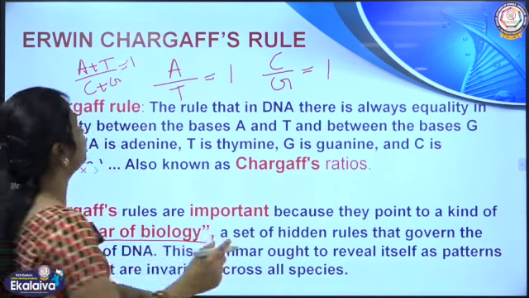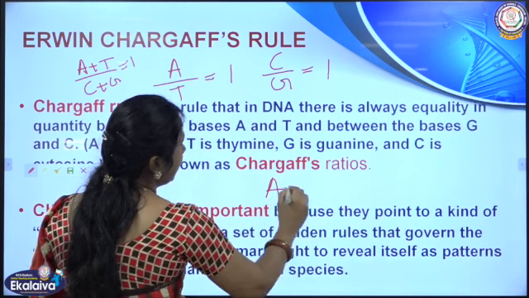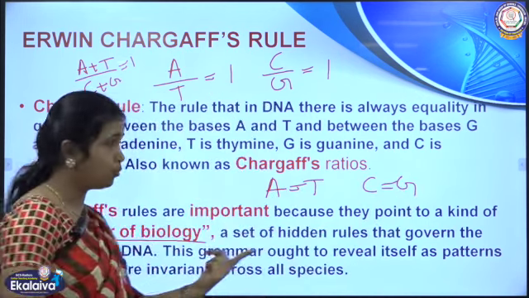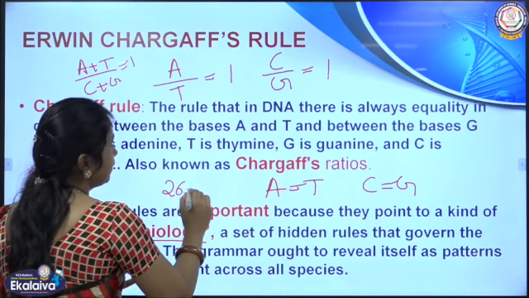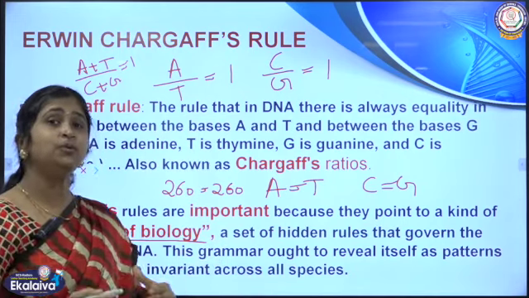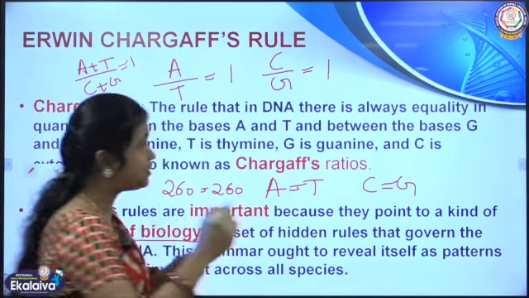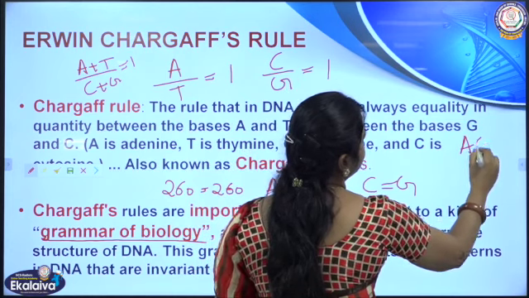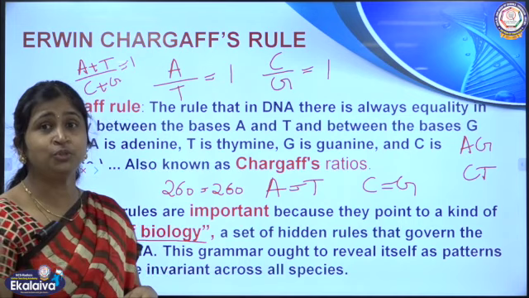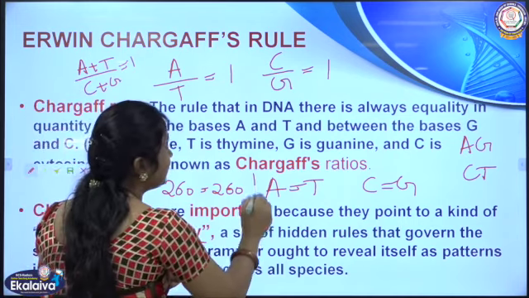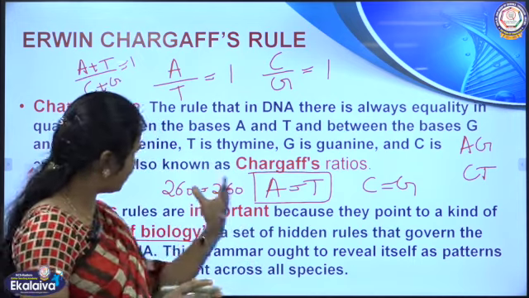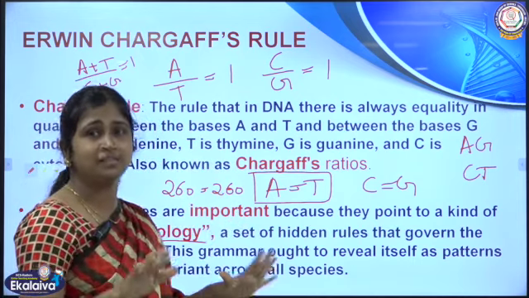A is equal to T. Another one, just have a look. A is equal to T and C is equal to G. The number, suppose A is 260, T will also be 260. Okay. And what is purine and pyrimidine? We know already. AG is purine, CT is pyrimidine. Okay, children, you will have a confusion here. I am saying here A and T, this is a number constant. Okay, if A is 620 or 260, the number will be same.